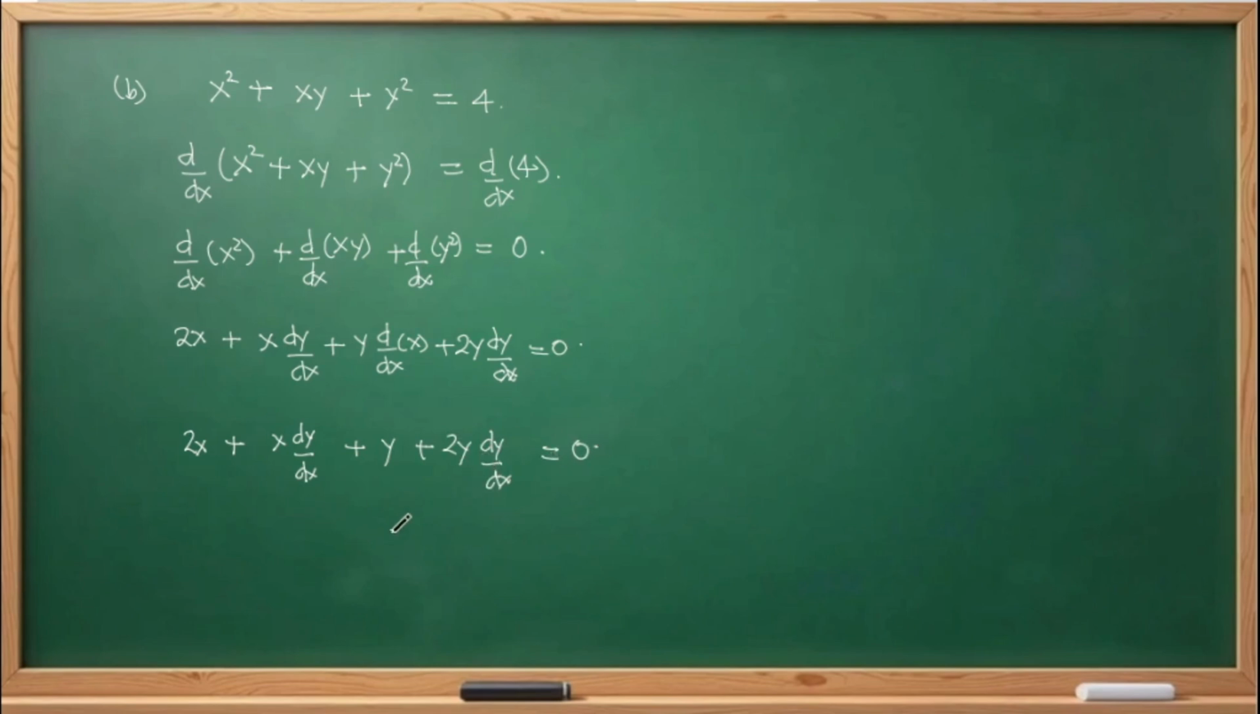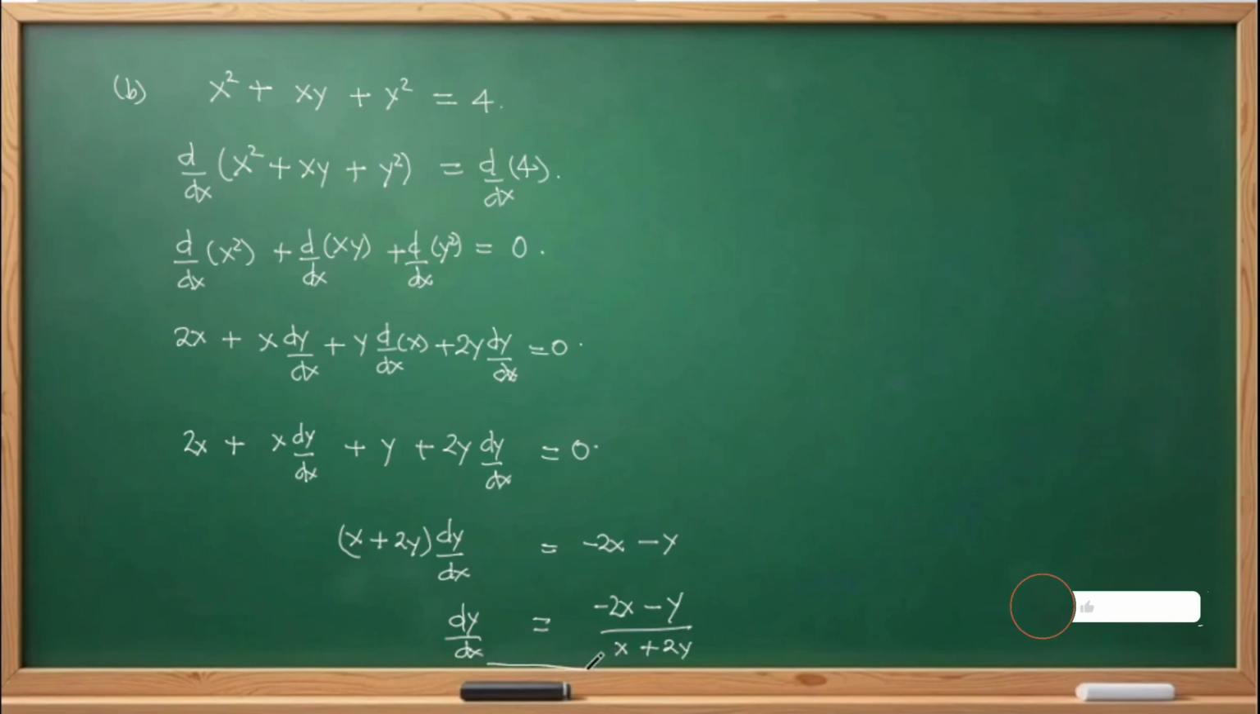Grouping terms with y correctly, the coefficient, we have x plus 2y, then multiplying by the derivative function dy by dx equals, now we transfer the remaining terms to the other side. So we have negative 2x minus 1, and then divide both sides by the coefficient of dy by dx. This yields negative 2x minus 1 over x plus 2y. That is the solution for this question here. I hope we are all getting along well.